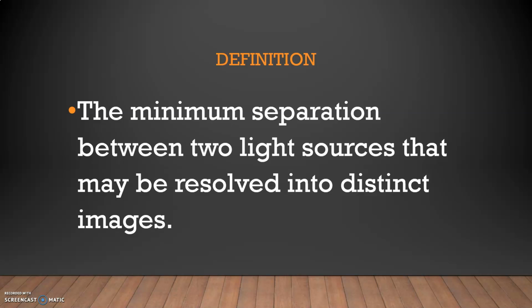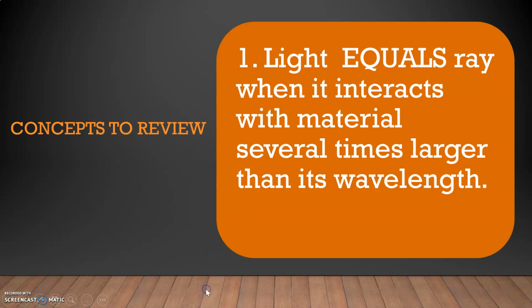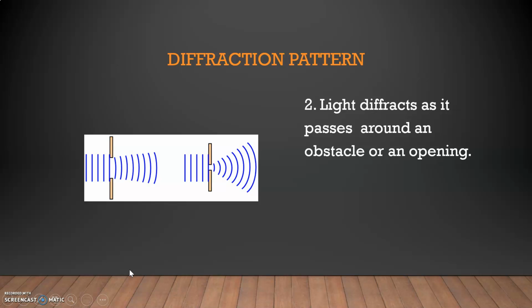Before we dive in, I'd like to review some essential concepts that will help in grasping the Rayleigh Criterion, starting with light characteristics. As we know, light acts as a ray when it interacts with materials larger than its wavelength. Conversely, it acts as a wave when it passes through or interacts with an opening that is the same size and/or smaller than its wavelength. When we're dealing with the Rayleigh Criterion, think of light as a wave.